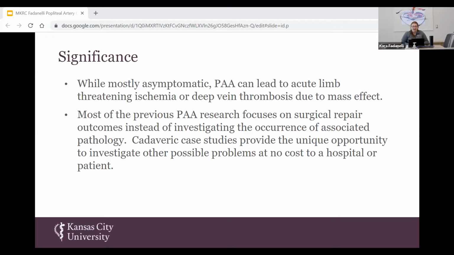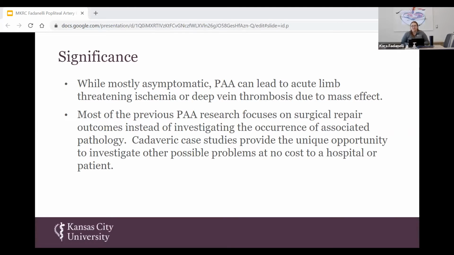While mostly asymptomatic, our PAA can lead to acute limb-threatening ischemia or a deep vein thrombosis due to the mass effect. And that mass effect is when the physical mass of our aneurysm is compressing against other structures in that fossa, specifically that popliteal vein, and thus creating an environment where a DVT can form.